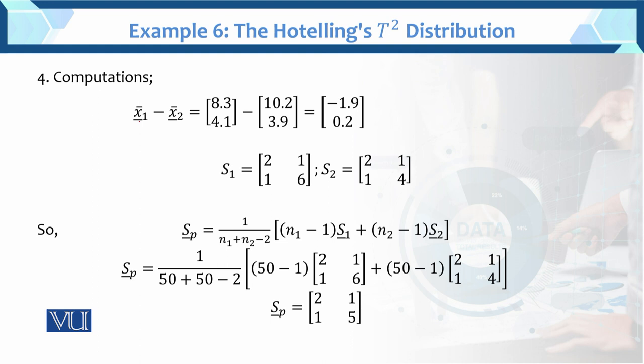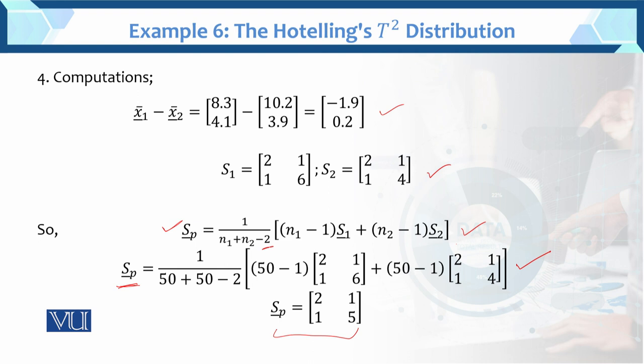Now this is the calculation, x bar 1 minus x bar 2, S is given. Now here is the SP, the pooled standard deviation, which is equal to 1 over n1 plus n2 minus 2, and this is the formula for finding the value of SP. We take the pooled variance because it is a variance covariance matrix. 1 over n1 plus n2 minus 2, with 50 bars taken for n1 and n2, and two characteristics measured, so p equals 2: n1 minus 1 times S1 plus n2 minus 1 times S2. After calculating SP, the final result is a 2 cross 2 matrix.